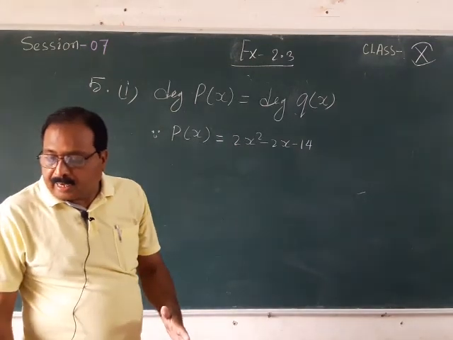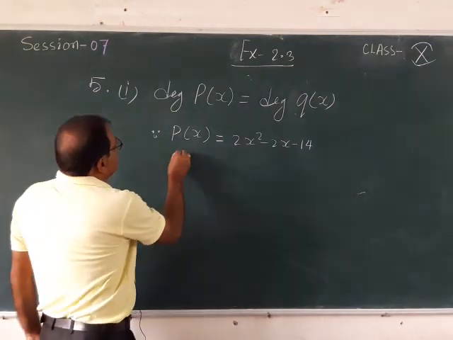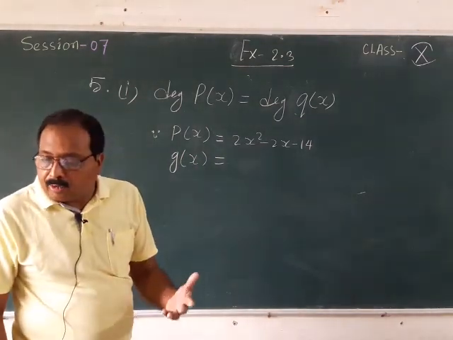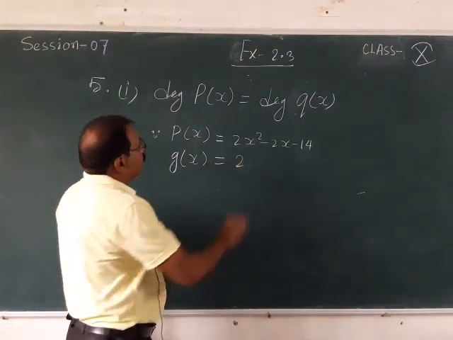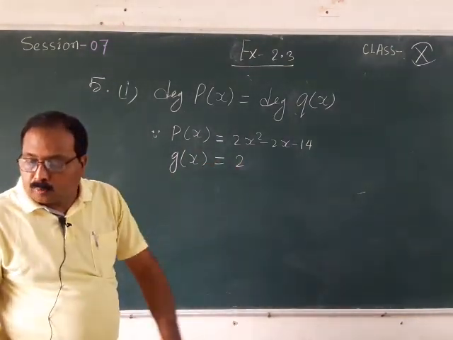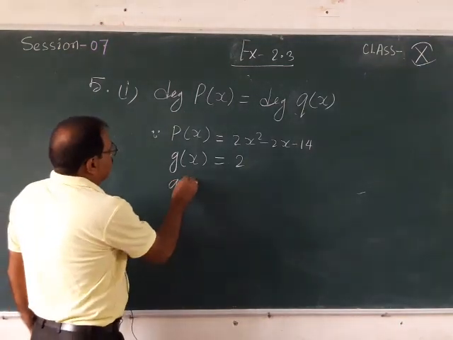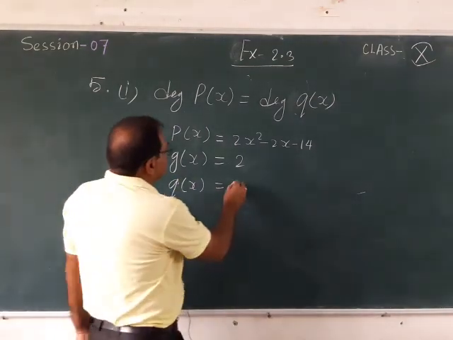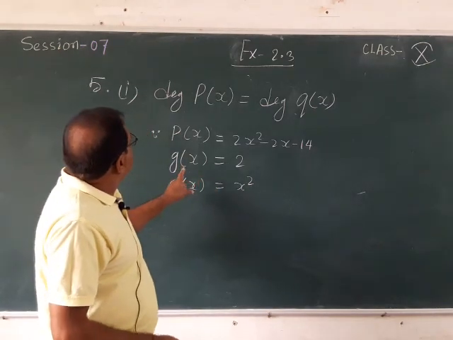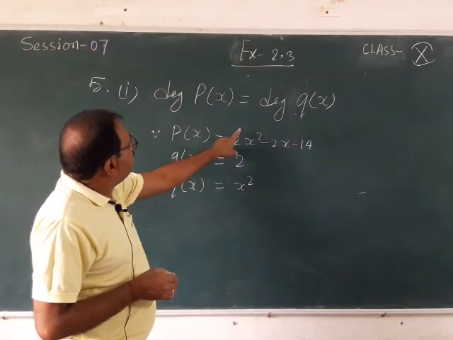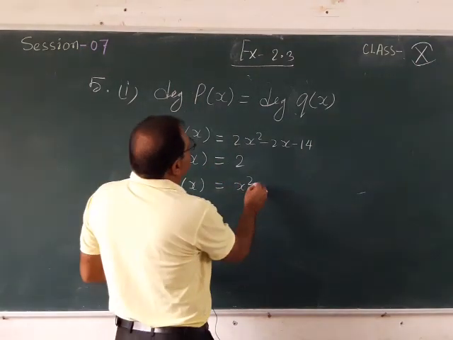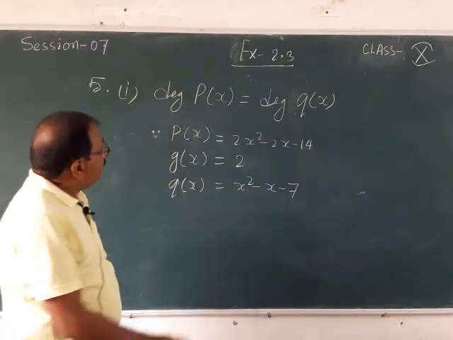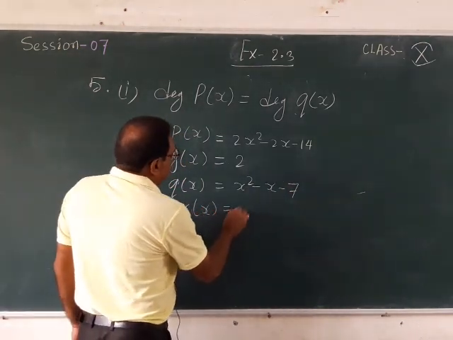This is your p(x). And here g(x), about g(x), what you can say? That means the degree of g(x) is 0. The degree of p(x) is 2 over there, and the degree of q(x) you can take as x square. g(x) is 2. If 2 will divide this, then you will have x square minus x minus 7. This is your q(x), and here your remainder will be 0.